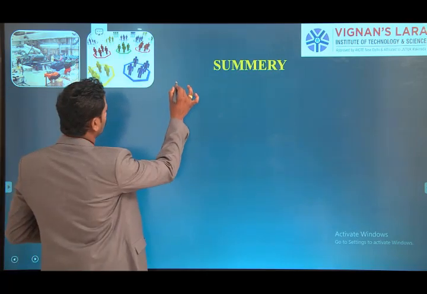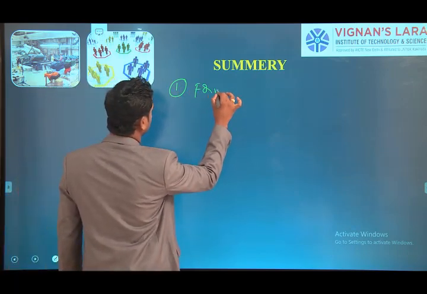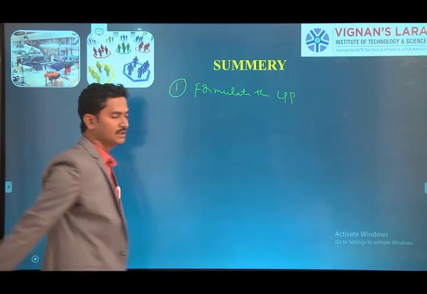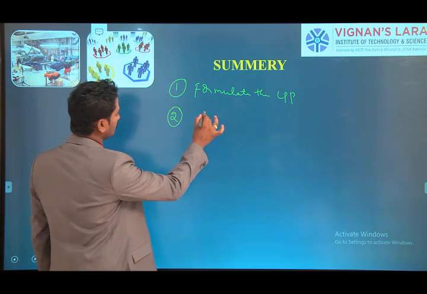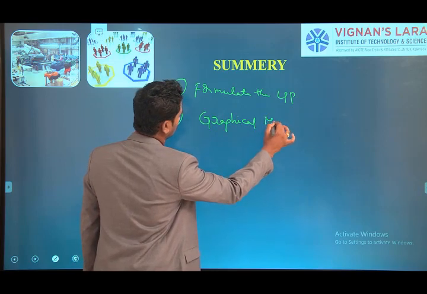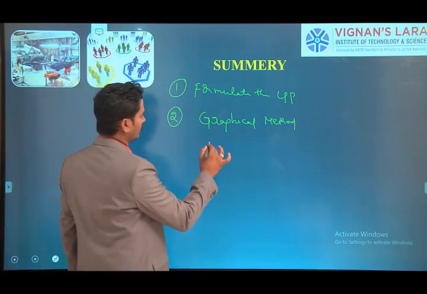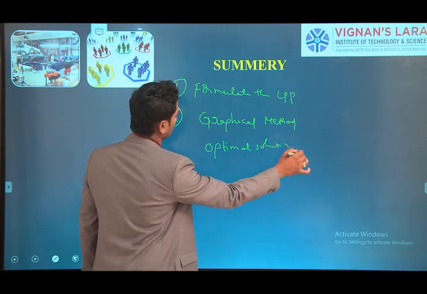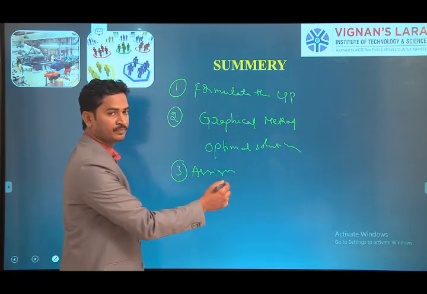Coming to the summary. What we discussed here. First we formulated the LPP problem in a mathematical model. Here we formulated and we calculated the LP problem with the help of the graphical method. After solving this problem, we get the optimal solution. And here I gave some exercises for your practice. Okay.